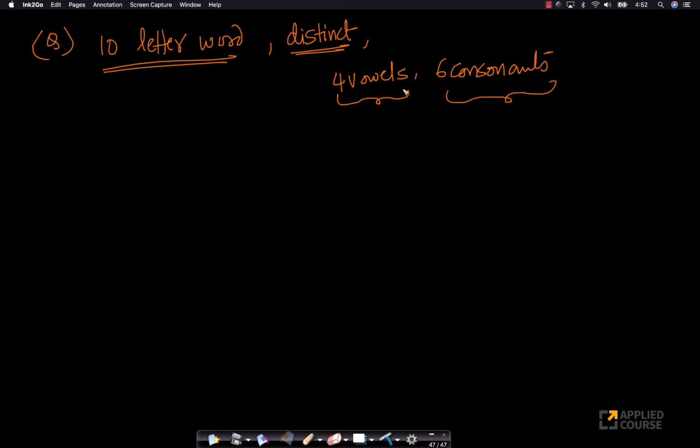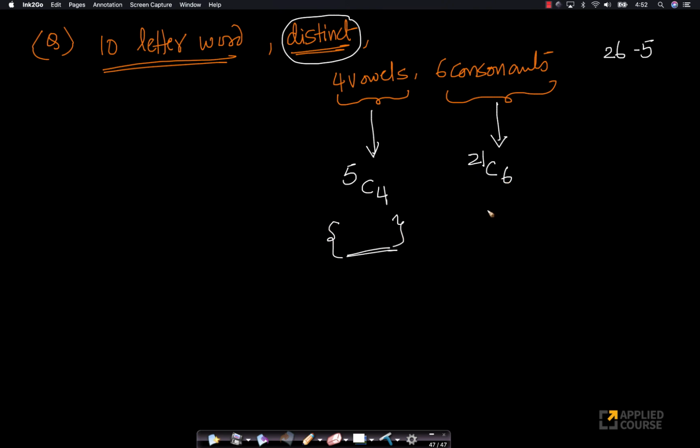Slightly intricate problem, but it's actually simple. So how many vowels do I have? A, E, I, O, U. 5 vowels. Because all the characters are distinct, I have to pick 4 of them. In how many ways can I choose 4 of them? 5 choose 4. Similarly, I have 21 consonants, because of the 26 English alphabets, 5 are vowels. Of these 21 consonants, I'll pick 6 consonants. So now I have a set of 4 vowels and 6 consonants, right?